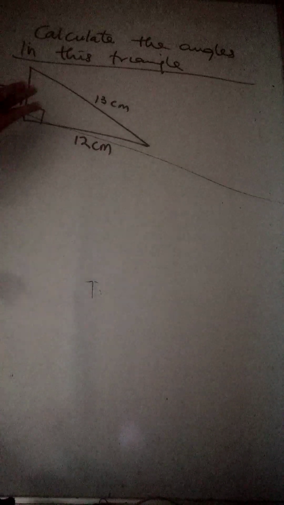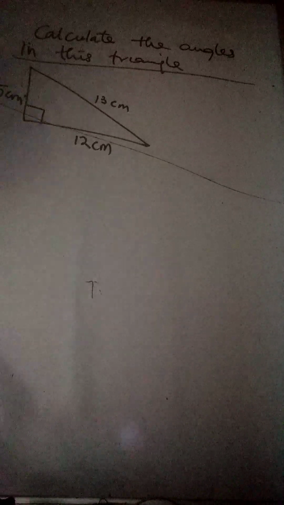Now, this is a question on the board. We are given the three sides of the triangle and we are asked to find the angles. We want to find the angles. That means this angle, let me call it alpha. This one, let me call it beta. Okay, how do we find alpha and beta?